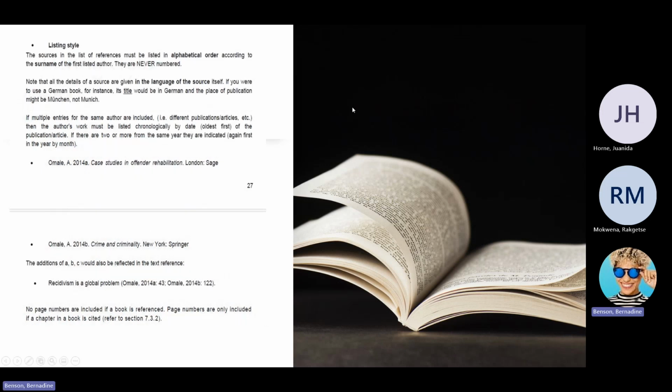A little bit more about the listing style. As I said, always in alphabetical order and never numbered. But let's say you have two authors, or you have an author with two publications in the same year. Then you will have the first one in terms of alphabetically, the title of the text. The first one will then be 2014A, and the second one will be 2014B, and that will also then be reflected like that in the text.